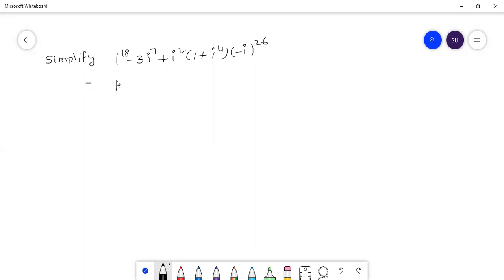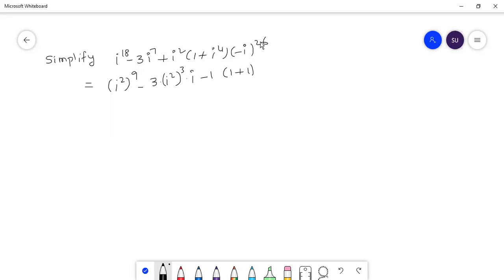So I can write it as i square whole power 9, because 18. 3 into this is i power 6 into i, you can write. So i square whole cube into i. Plus i square value is minus 1 into 1 plus i power 4 is 1. This is minus i power 26.